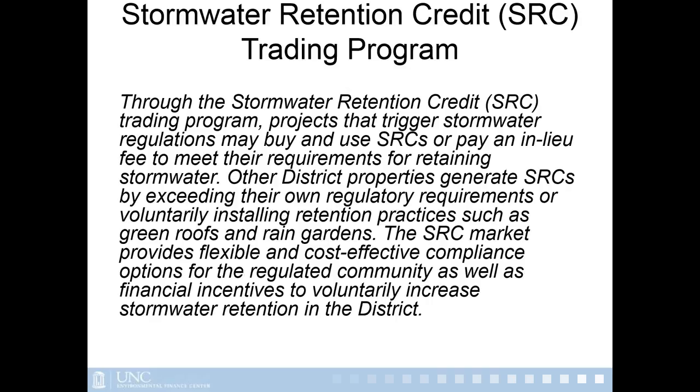Again, it's not up and running in a robust way yet, but the idea is that if a private property does exceed what they have to through regulatory requirements, they're going to be able to keep track of how much extra they hold on site, and they'll be able to sell or market that to someone else in the district. So an interesting tool that we're going to be tracking closely.